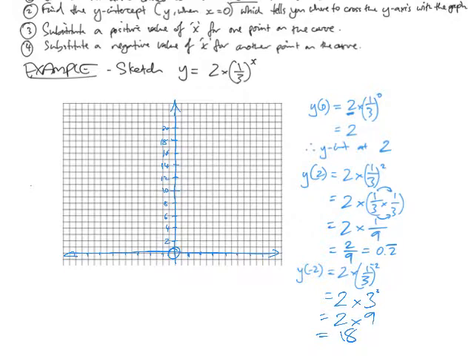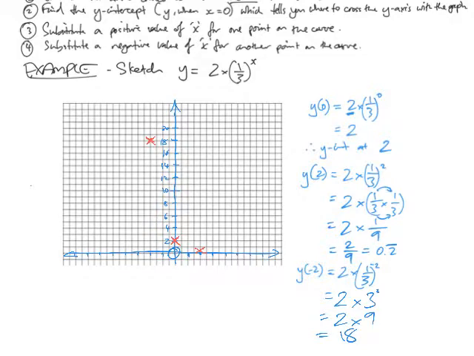So when x was equal to 0, the y-intercept was at 2. When x was equal to 2, y was 0.2, so just above the x-axis. And when x was equal to -2, y was 18. So that's there. So now draw the curve. Using those guidelines, you've got the y-intercept, and you've got the fact that it's never going to meet the x-axis.